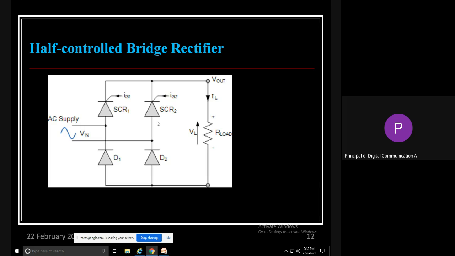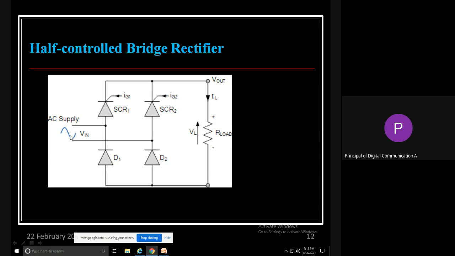Got it? The waveform is also the same, only the change in the hardware is done in this respective half controlled bridge rectifier, and you will get the controlled rectifier. So this is the setup we have seen for the center tapped controlled rectifier and the full wave controlled bridge rectifier.